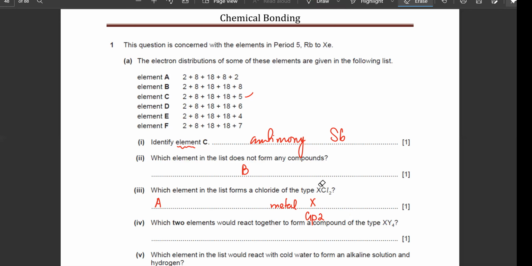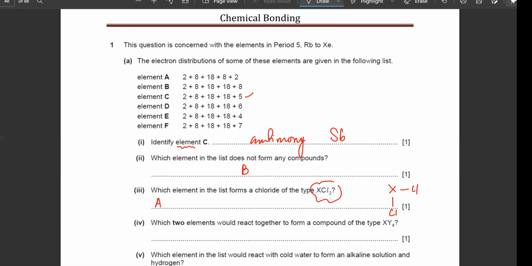So that means X must also be a nonmetal, right? So it could be a covalent molecule as well. Now I'm assuming that because they didn't tell me what it was, so I'm assuming it's covalent. Cl makes how many bonds? Just one, right? And you've got X bonded to 2 Cls, right?